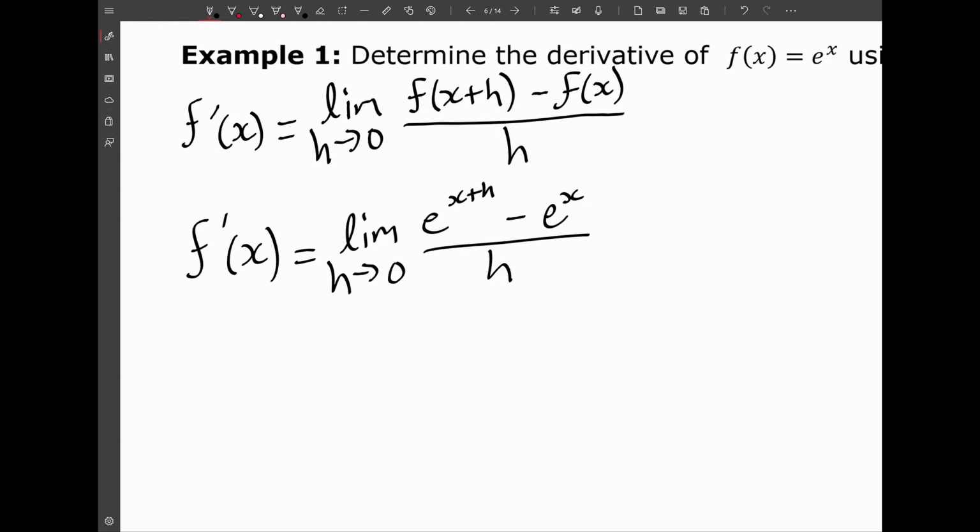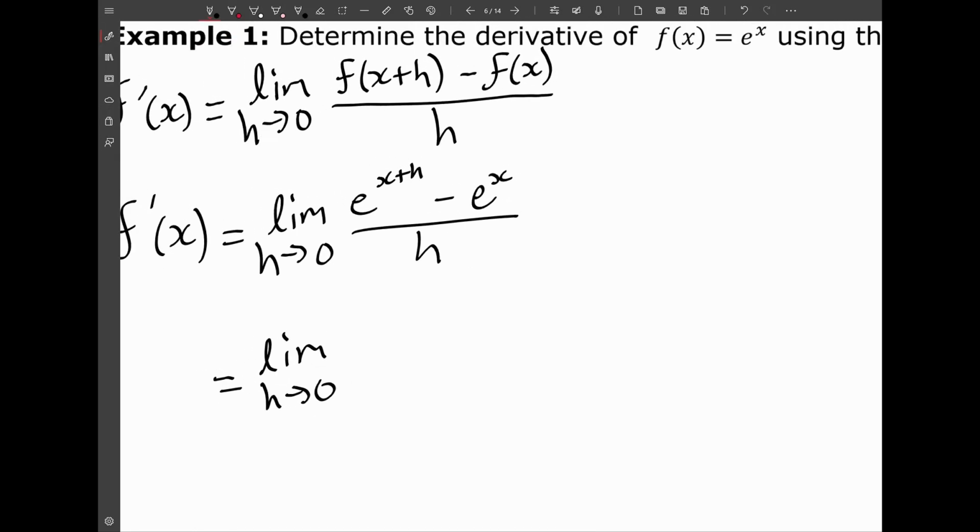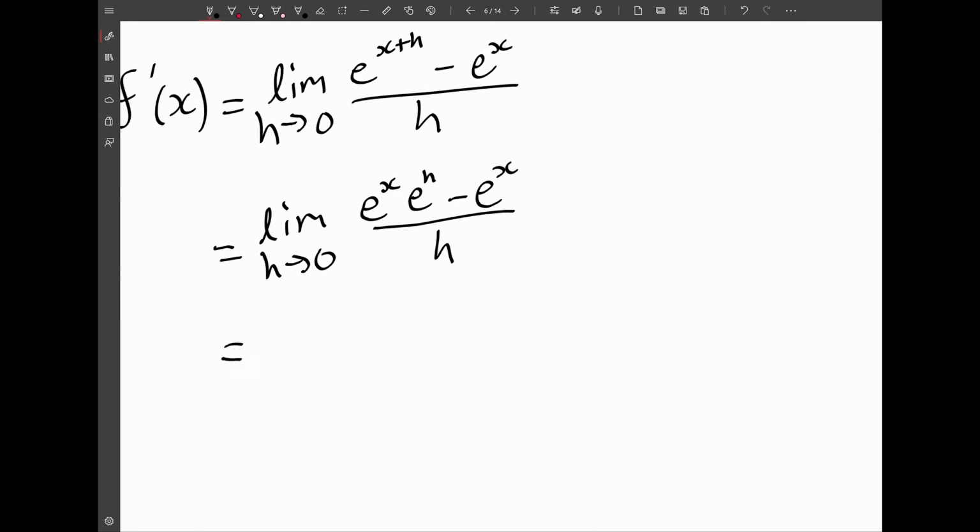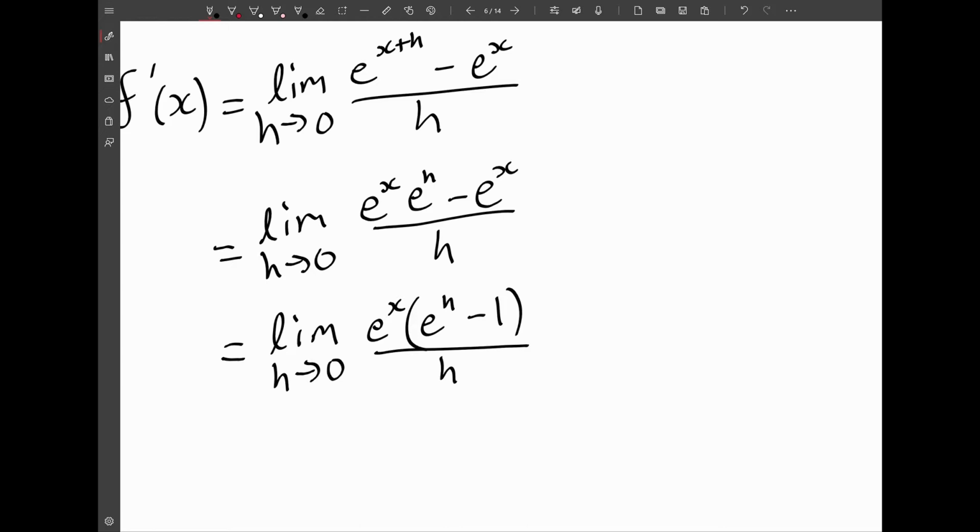All right, so what I'm going to do is bust out some basic exponent laws here. e to the x plus h, by our basic exponent laws, is the same thing as e to the x times e to the h, right? Product rule. Divided by h there. So I can actually factor out an e to the x, and I'm left with e to the h minus 1 all over h.